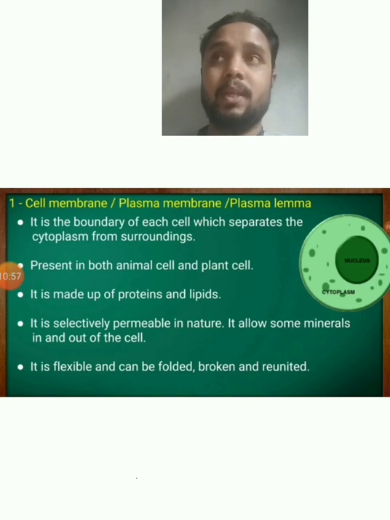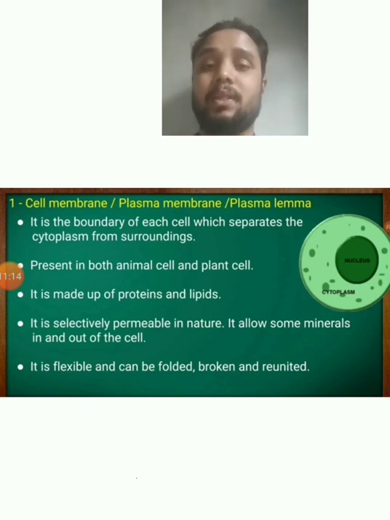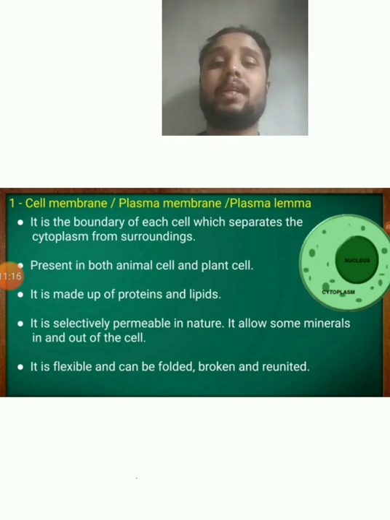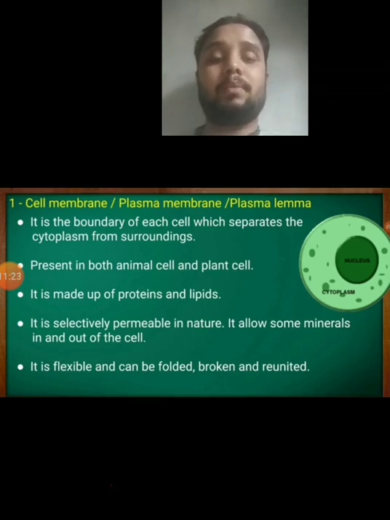Selectively permeable means it allows some substances to pass inside it. It doesn't allow all the substances to pass or give permission to go inside the cell. Say it allows some substances, that is minerals, in and out of the cell. It is flexible and can be folded, broken, and reunited. This cell membrane can be flexible. So flexible means it can be folded, broken, and reunited.